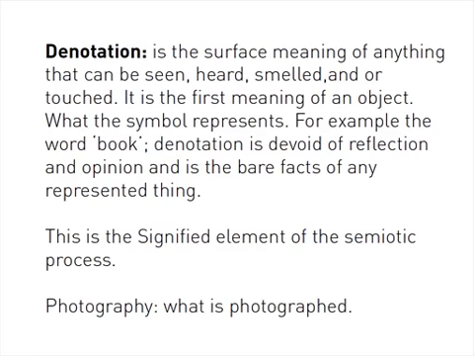Denotation is the surface meaning of anything that can be seen, heard, smelled, or touched. It is the first meaning of an object, what the symbol represents. For example, the word book. Denotation is devoid of reflection and opinion and is bare facts of any represented thing. This is the signified element of the semiotic process. If we were talking about photography, it's what is being photographed.